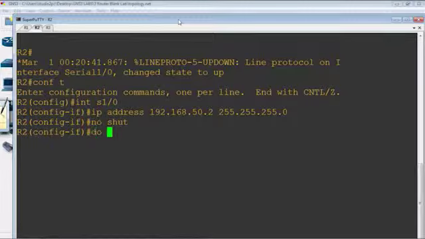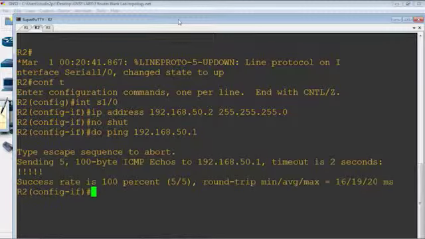Now I'm going to go ahead and ping the router 1 interface on this segment to make sure that we've got connectivity. So if I type in do, I can do that command, ping 192.168.50.1, and there we go. We got a reply. So that's good.